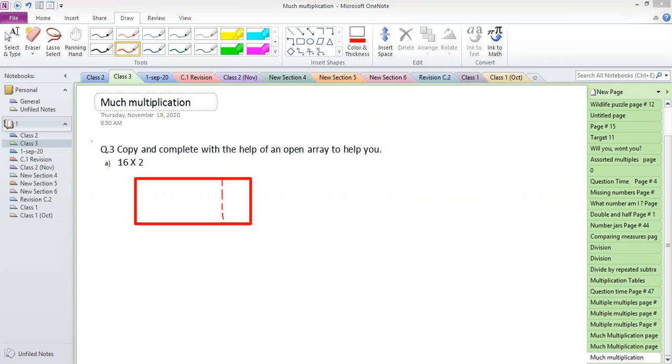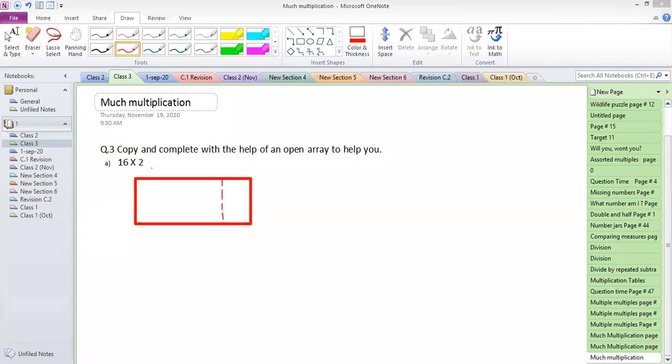Okay. So this is, guys, 16 multiplied by 2, right? Yes, the answer is 32. Yes, we know the answer is 32, but we have to do it with the help of an open array. Yes, write this in your notebook, okay? Open array. Write this in your notebook. 32. Very good.